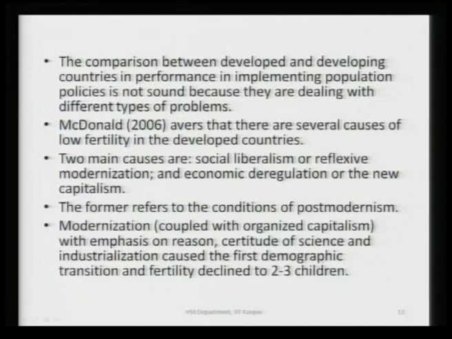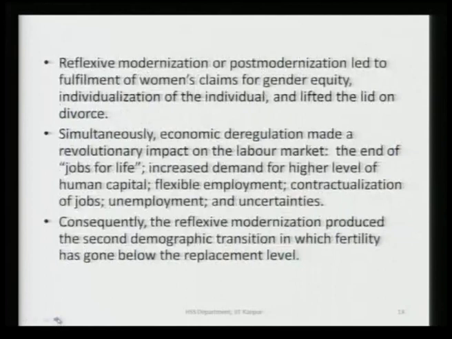The former refers to the condition of postmodernism: postmodern orientation, postmodern attitudes, postmodern beliefs, postmodern political situation, postmodern family. And modernization coupled with organized capitalism, with emphasis on reason, certitude of science, industrialization, caused the first demographic transition, and fertility declined to 2 to 3. Now, reflexive modernization or postmodernization led to fulfillment of women's claims for gender equity, individualization of the individual, and lifted the lid on divorce. Simultaneously, economic deregulation made a revolutionary impact on the labor market.